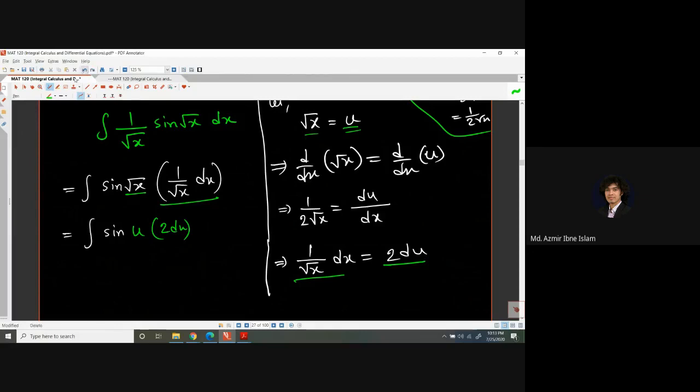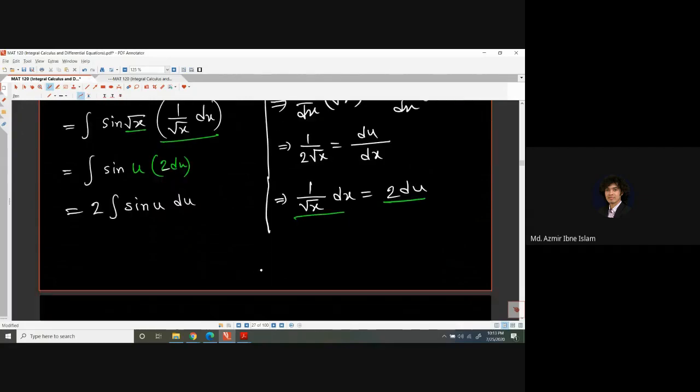So now it is easy to solve this integral. 2 is a constant, we can pull out 2 before. So the integration of sine u du, and now it is going with the direct formula. You know that the integration of sine x dx is equal to negative cosine x. So here we have u, so it will be 2 times negative cosine u. Is that okay? That is the answer.